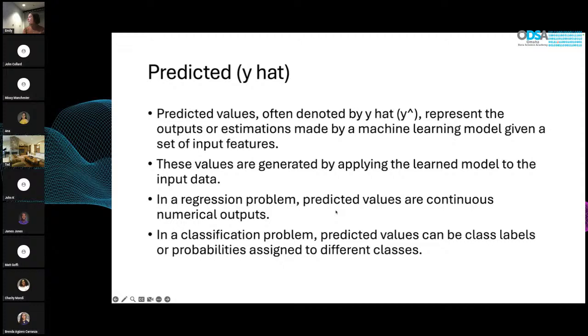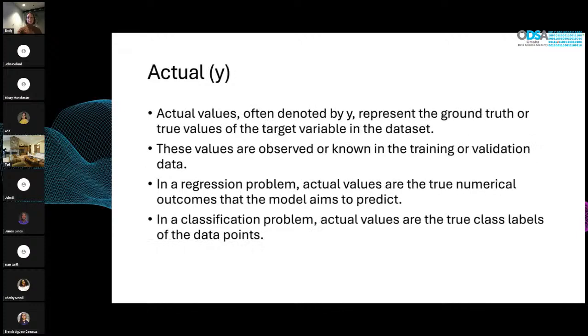In regression, for example, the predicted values are continuous or numerical outputs. Remember, we talked about the difference between regression and classification problems. And in classification problems, y hat values can be class labels or probabilities assigned to those different classes. Our actual data or our ground truth, this is our y. These are actual values, often denoted with y, and they represent the ground truth for our values in our data set. These are what are used to train our model. In regression, these are going to be pretty much the same as I said on the other slide, because y and y hat are going to be of the same data type. In regression problems, they're numerical outcomes that the model aims to predict. And in classification problems, they're class labels.